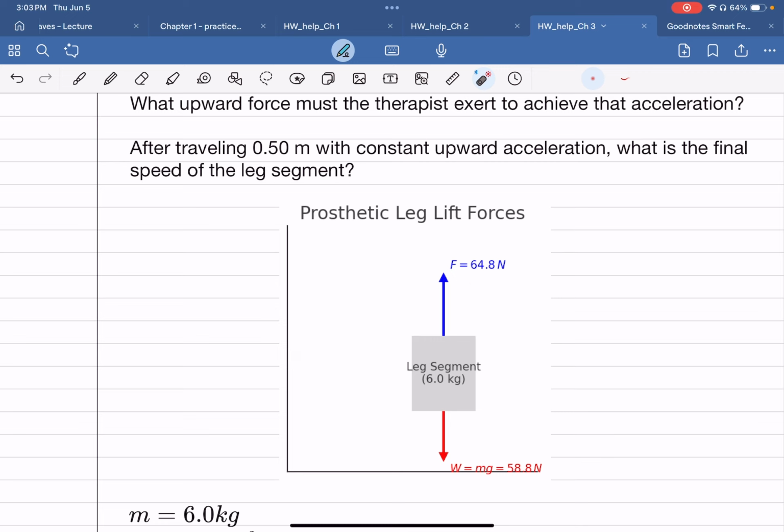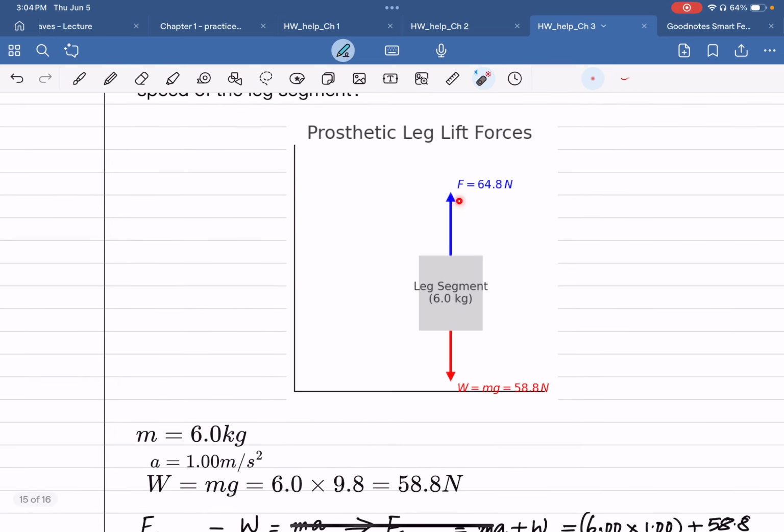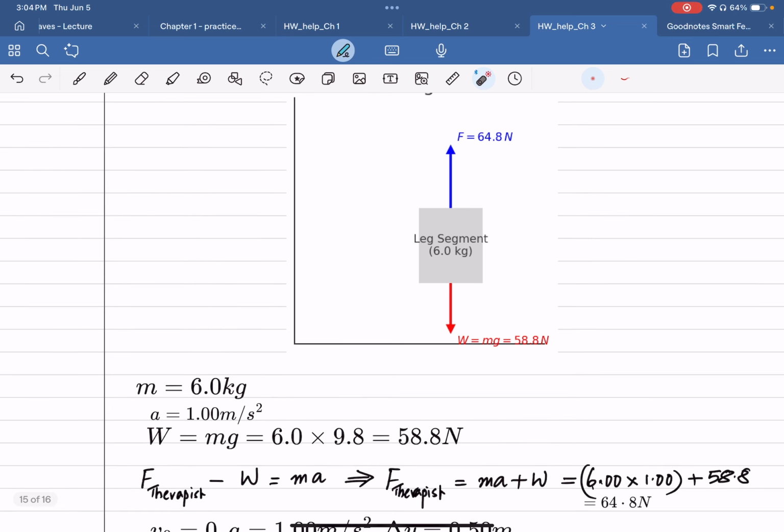So when you take the net force, like in the last problem, we can calculate this force. But before that, you remember that weight is m times g. I've said that 100 times now. So 6.0 times 9.8, get the weight, and then take the net force, which would be F minus the weight. F is the force by the therapist. That's this one, minus the weight is ma.